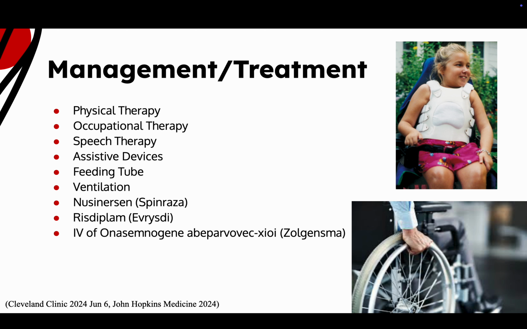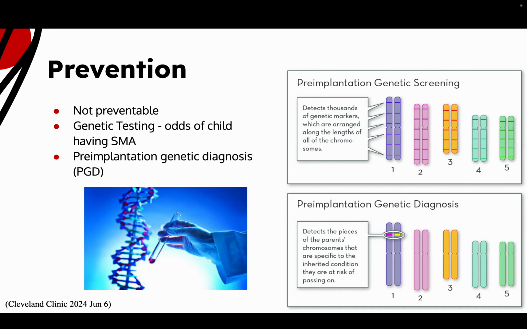So the management and treatment of SMA is physical therapy, occupational therapy, speech therapy, assistive devices such as wheelchairs and braces, feeding tube, ventilation, Spinraza, Evrysdi, Zolgensma, and prevention. It is not preventable.